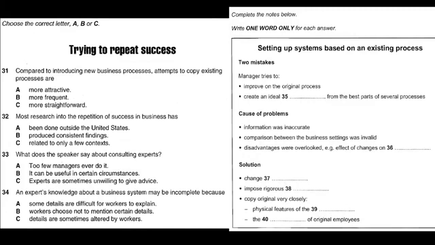Good morning, everyone. In the last few lectures, I've been dealing with business finance, but now I'm going to move on to business systems. And in today's lecture, I'm going to talk about what can go wrong when businesses try to copy their own best practices.